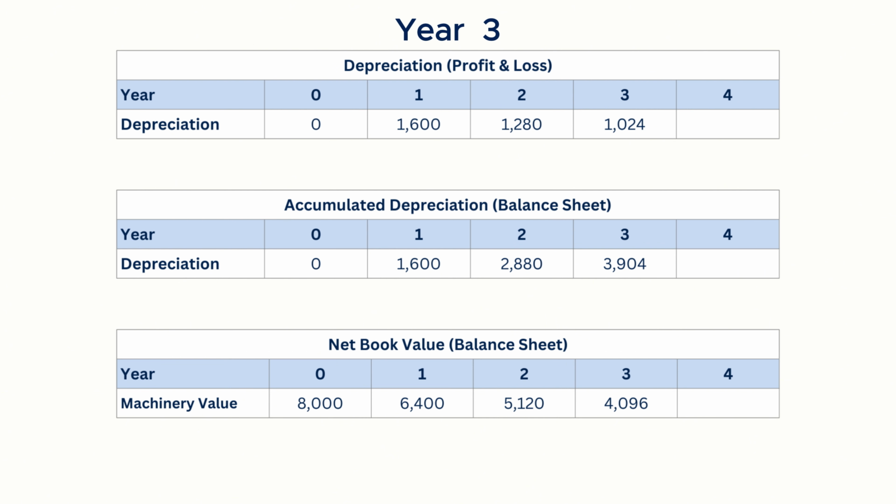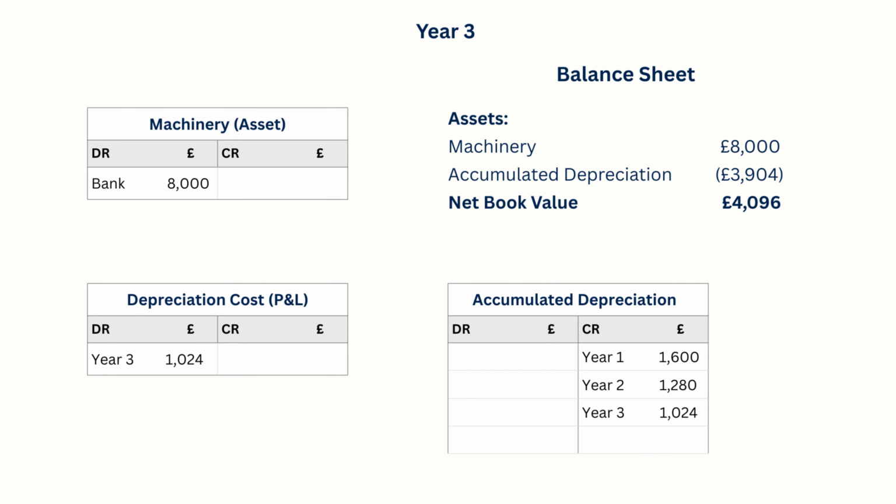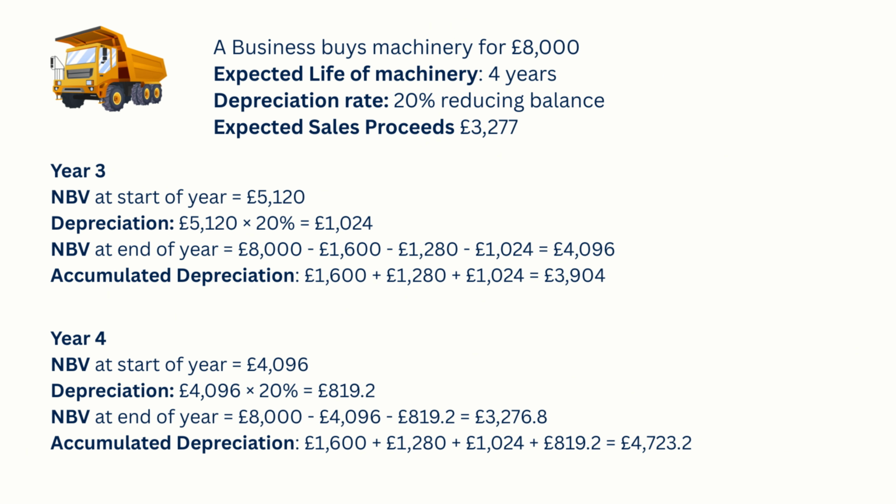At this point, you should notice that nothing changes in the method. The depreciation is smaller again. So once again, we debit depreciation cost and credit accumulated depreciation. Accumulated depreciation continues to build up and the net book value continues to fall. Now we are in Year 4, the final year in this example. Exactly the same accounting entries are made.